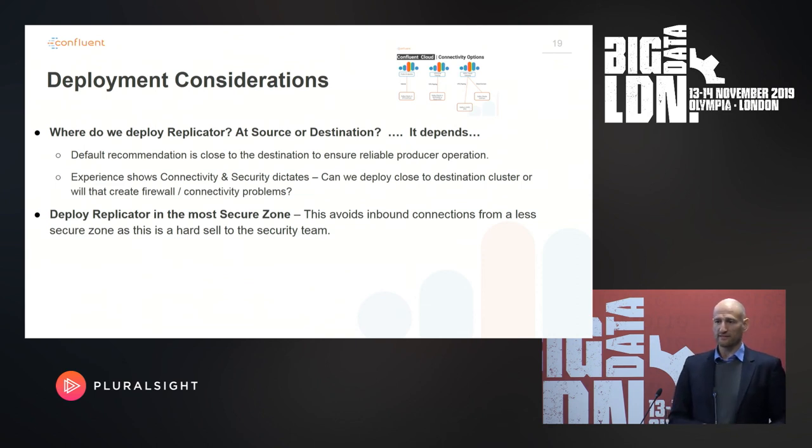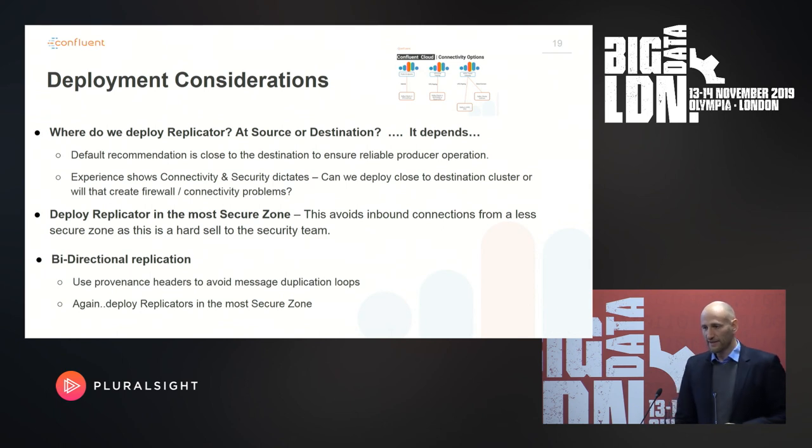So what we're seeing is that most of the time you end up deploying the replicator in the most secure zone, even if it's suboptimal from a Kafka perspective, just because of security implications. And actually, the same thing is true for the bidirectional use case. So if you want to send data back from the cloud to the on-prem, we end up pulling the data down from the cloud by having the replicator still sitting on the on-prem.